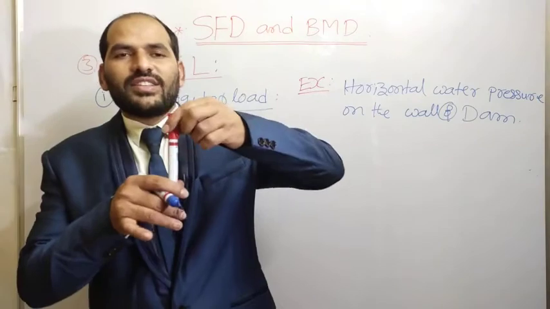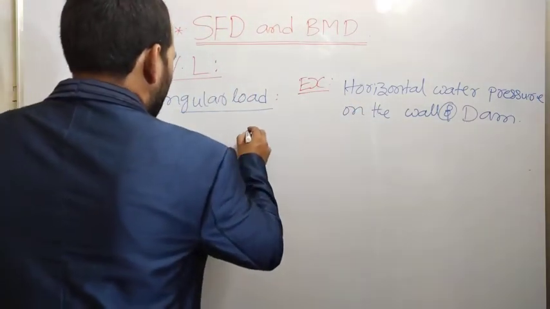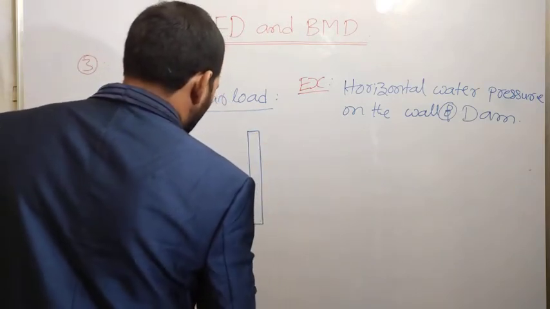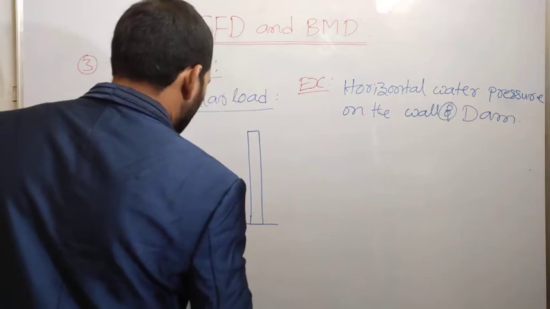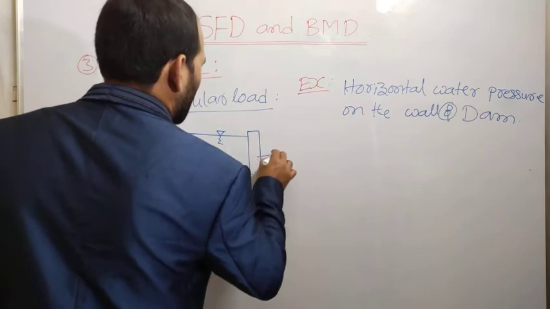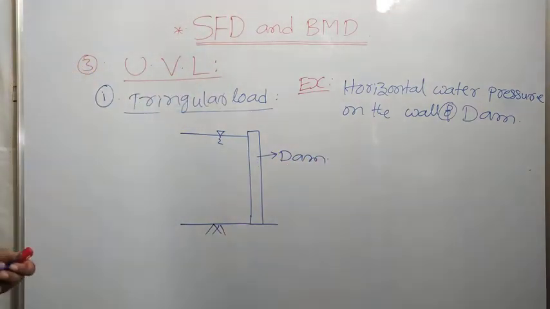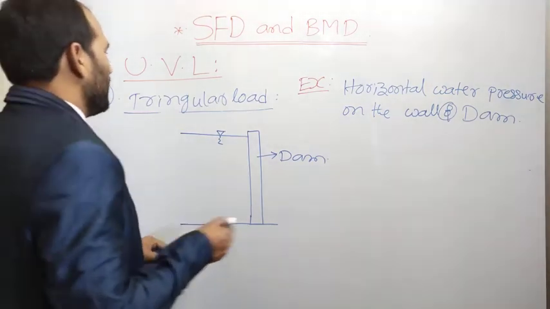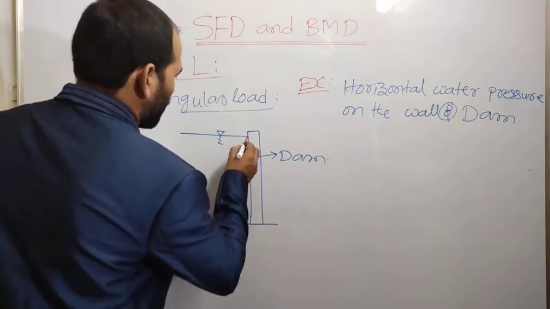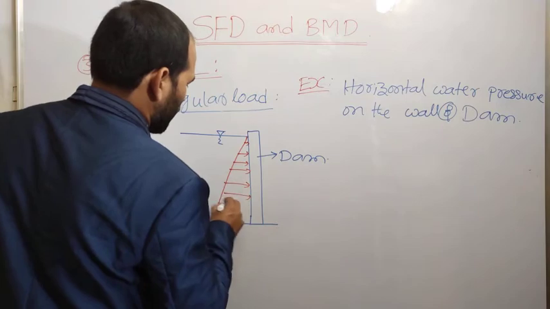This is the wall, for example this is the dam. This is the water level. If you see the water level on this dam, the distribution of the water pressure is like this.